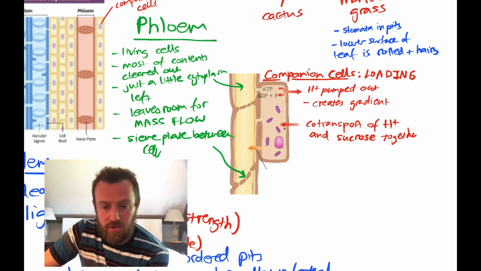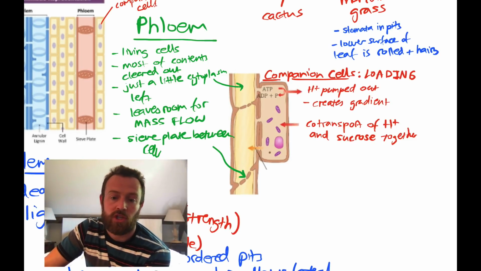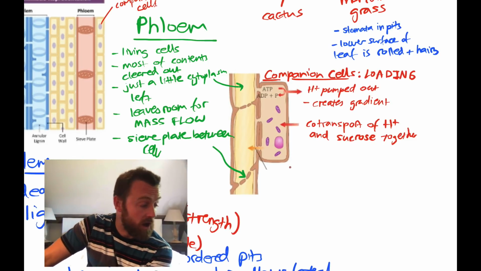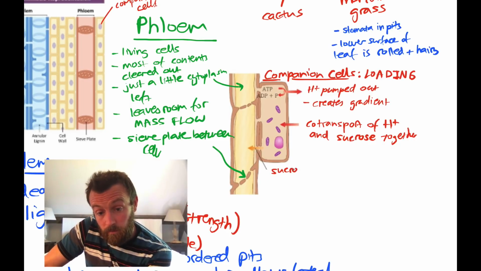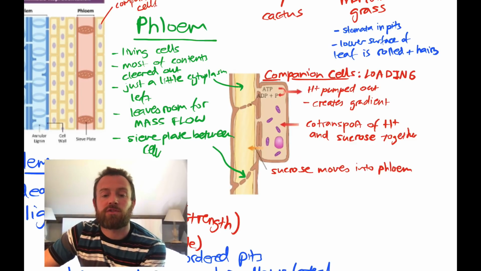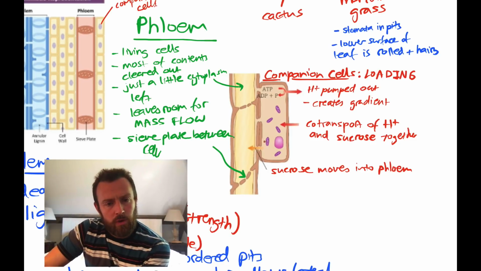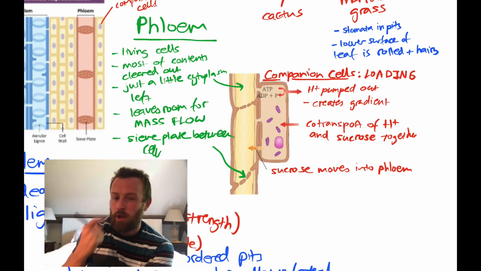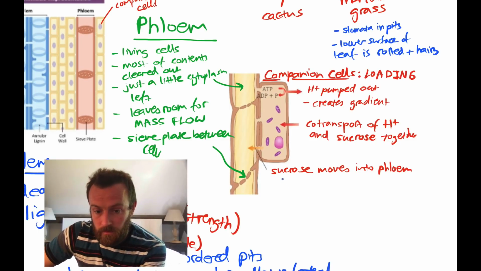Okay, so now we've got lots of sugar here. Then, because this is high sugar here, some of the sugar is just going to move into the phloem via the plasmodesmata. So sucrose moves into phloem. So now we've got loads of sugar in here, loads of sugar in the phloem. What happens when you've got lots of sugar in one place? Water follows via osmosis.